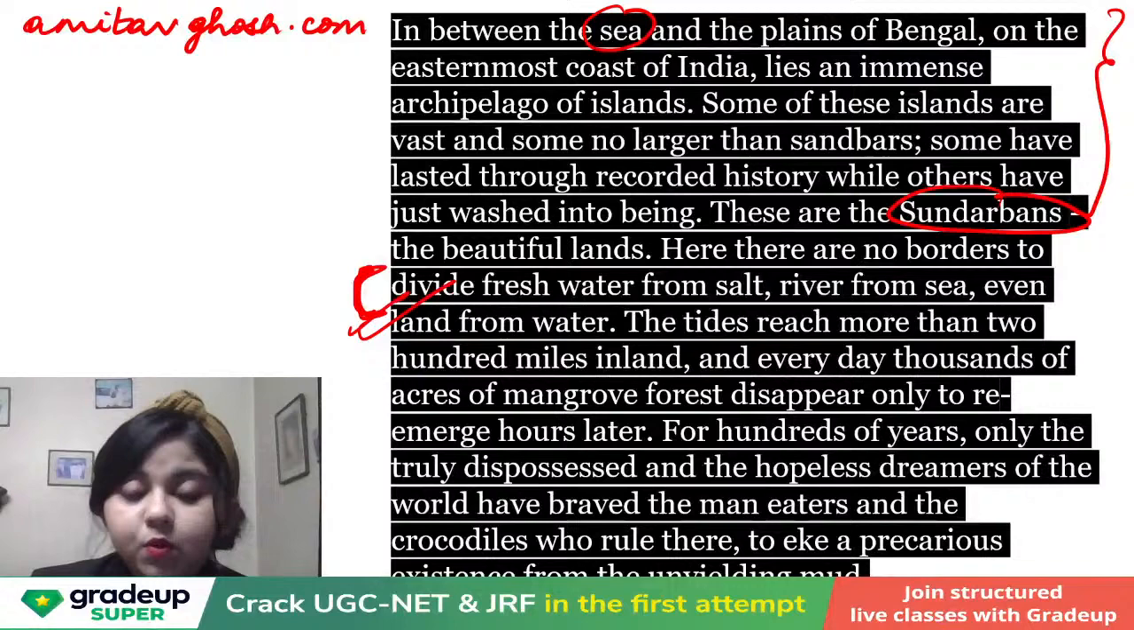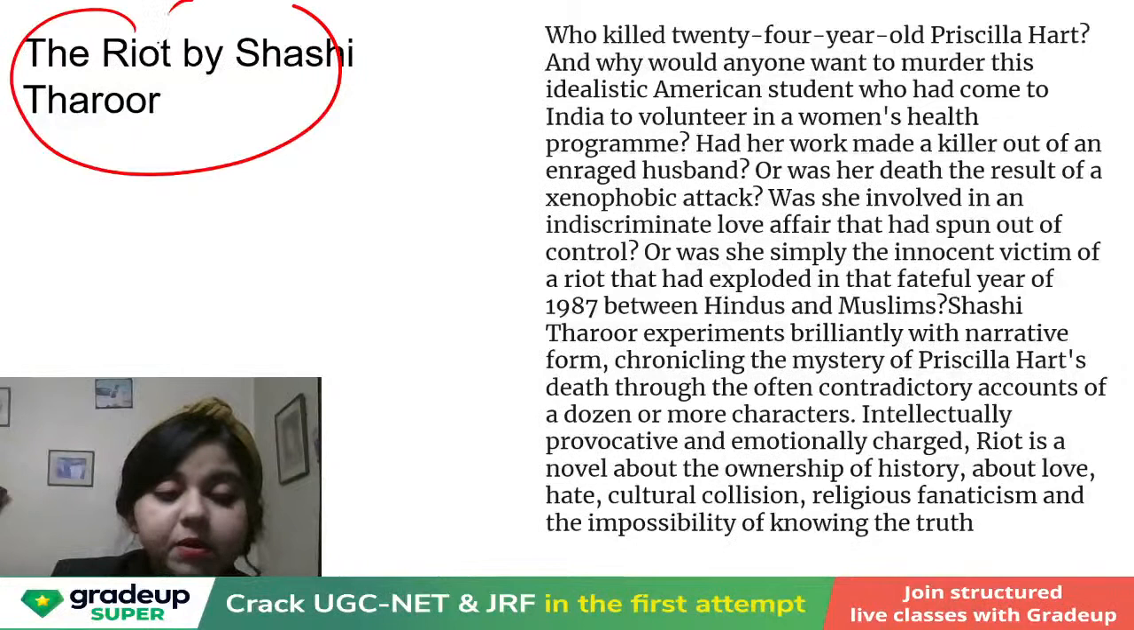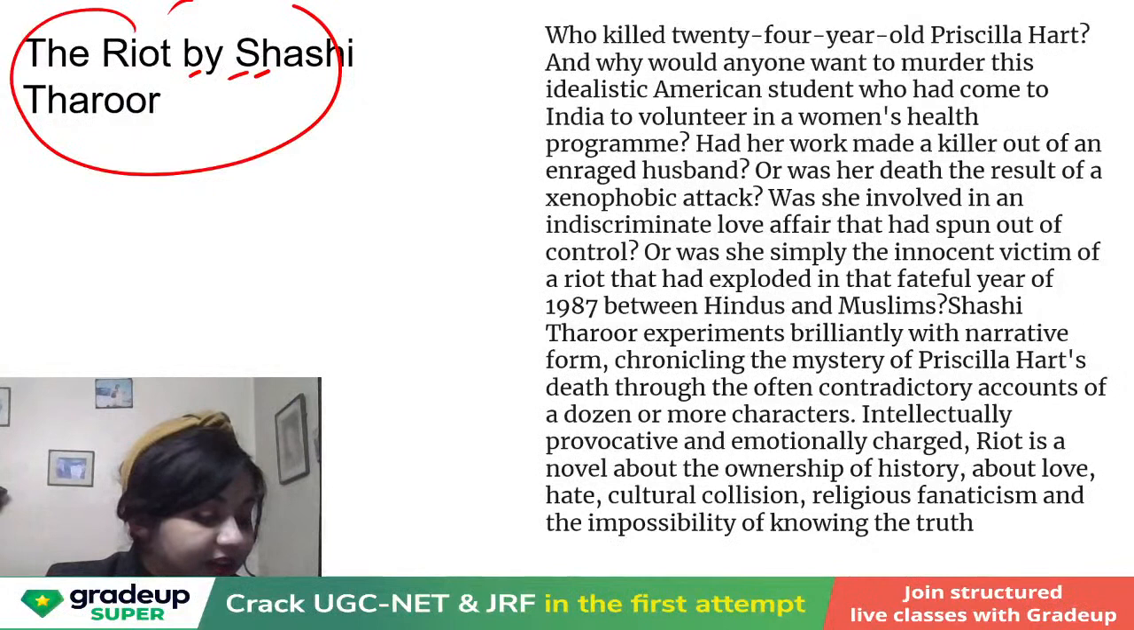See, basically what you have to keep in mind is that these are all important writings, important works. For example, when we are talking about The Riot by Shashi Tharoor, this is again coming in your papers. You're getting questions related to The Riot. Why? Because Shashi Tharoor is a very contemporary writer, and despite being a contemporary writer, he is able to capture a very important aspect of Indian writing.